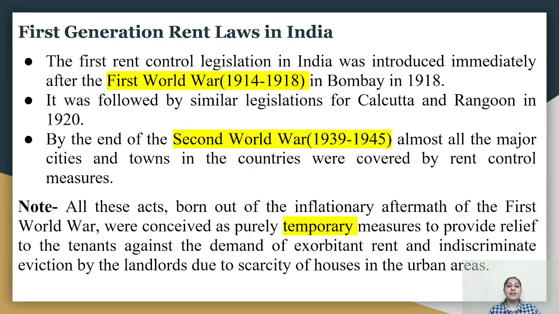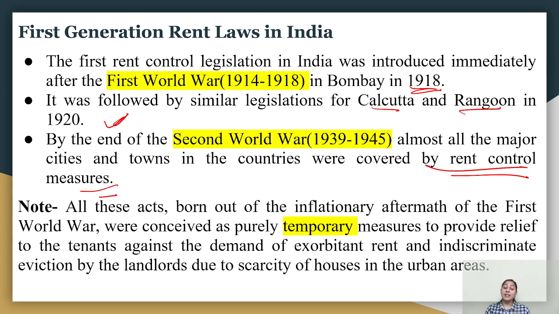So like I shared, the rent control legislation in India was introduced immediately after the First World War. तो बॉम्बे में 1918 में for the first time India had a rent control legislation. And on similar lines, Calcutta और रंगून में 1920 में we had rent control legislations. तो अभी तो इन प्राइम सिटीज में ही हमारे पास ये लेजिस्लेशन आई, लेकिन by the end of the Second World War, we saw that all the major cities and towns in the country, they were covered by some rent control measures or the other.